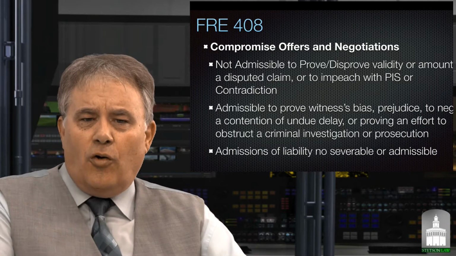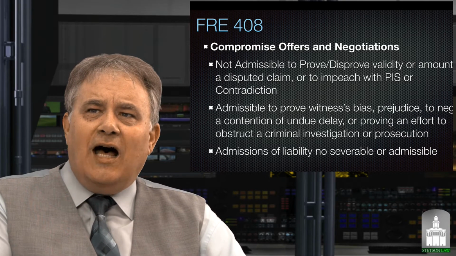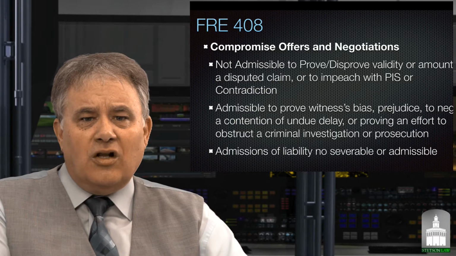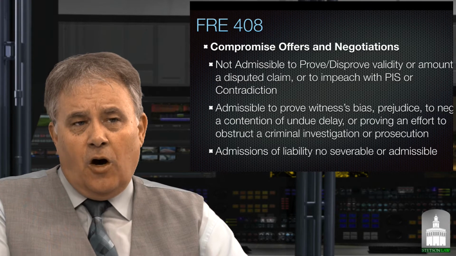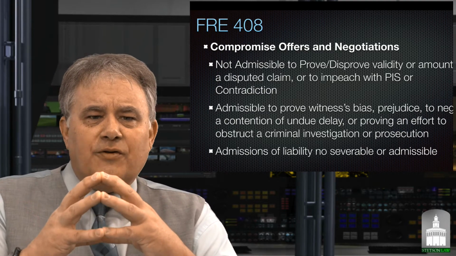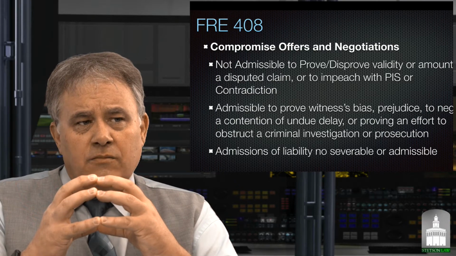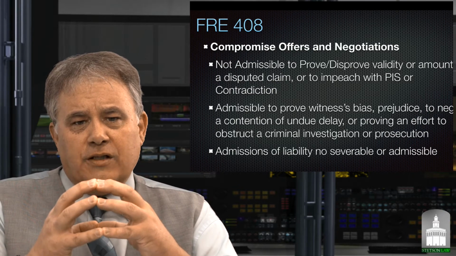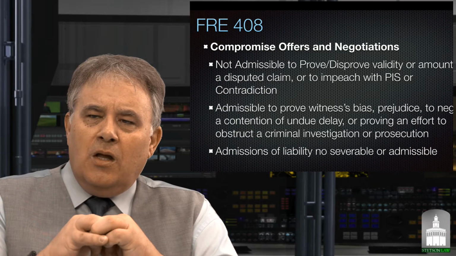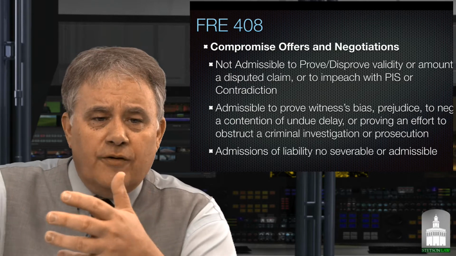Now, Federal Rule of Evidence 408, compromise, offers, and negotiations, is a rule that is designed to encourage resolution of civil disputes at the lowest level possible, hopefully not involving the court system. And the way we make it work is that we have set it up so that if you try to negotiate privately your issue with the opposing side, anything that you say in that negotiation is not going to be admissible to prove a disputed claim.